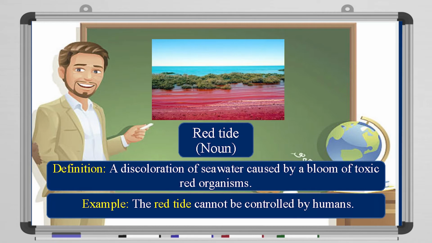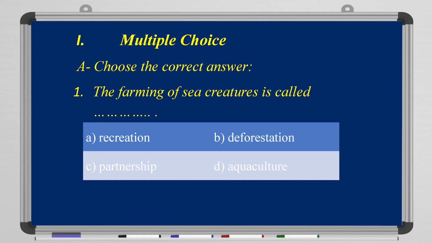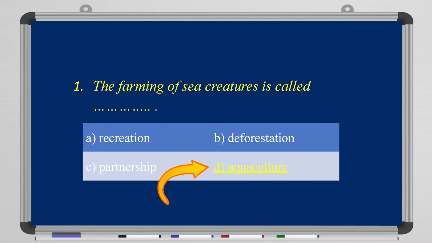So let's take a look at the multiple choice questions. So number 1, the farming of sea creatures is called... So we have farms on land where we farm cows, sheep, right? What if we are trying to farm fish? What do we call that? Do we call it recreation or deforestation or partnership or aquaculture? It's fish. It's aquaculture. Very good.